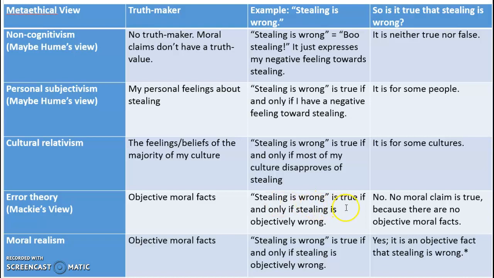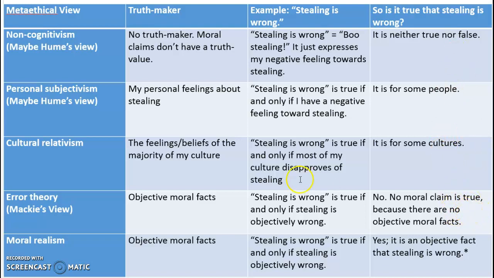So would Mackie say that stealing is wrong is a true claim? No, because no moral claim is true according to Mackie. There are no objective moral facts, not about stealing, not about anything. So if you say stealing is wrong, that's false. If you say stealing is right, that's false too. There are no objective moral facts. All of our moral claims are false. And that's a different way of spinning this anti-realist view than the first three that we encountered.